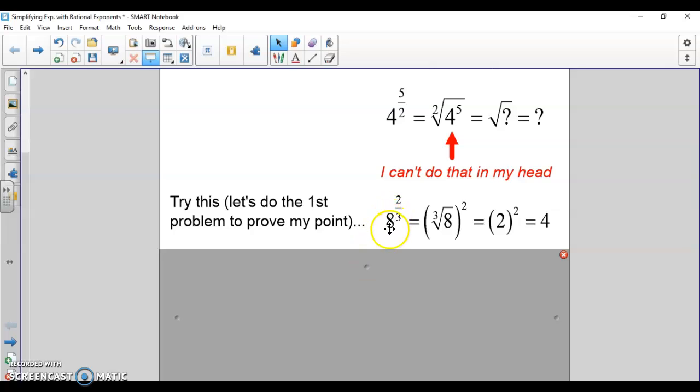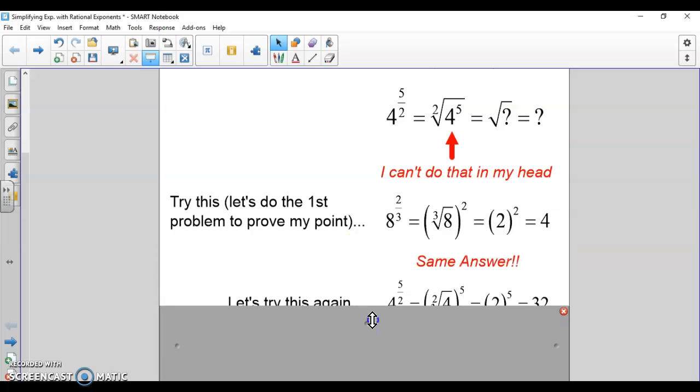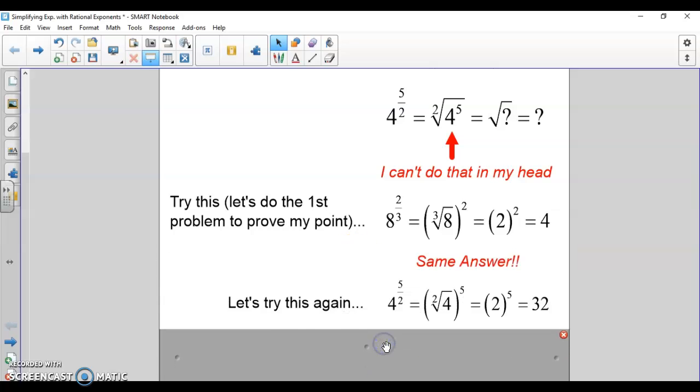8 to the 2/3. It's the cube root of 8 still, so cube root of 8, and then we're going to square that entire answer. So the cube root of 8 is 2, 2 squared is 4. Notice we get the same answer as we saw before, maybe dealing with some smaller numbers, potentially.